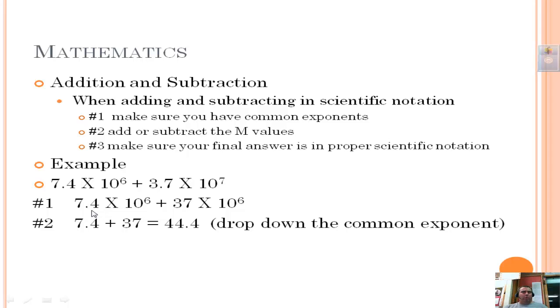We're going to add the 7.4, because there's that m, to this m, 37. So 7.4 plus 37 is 44.4. And then it says drop down the common exponent. So when I drop down the common exponent of 10 to the 6th, I've got 44.4 times 10 to the 6th. But when you look at rule 3, it says make sure your final answer is in proper scientific notation. 44.4 is bigger than 1, but it is not less than 10. So I have to move it over once to the left to get a correct scientific notation number of 4.44 times 10 to the 7th.